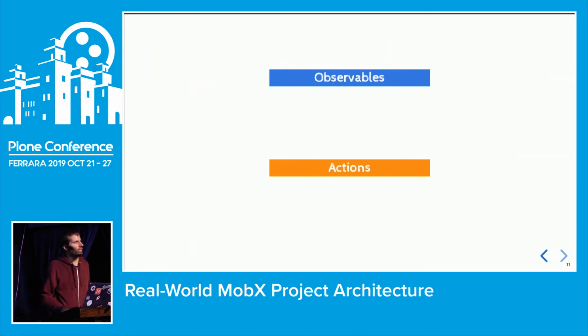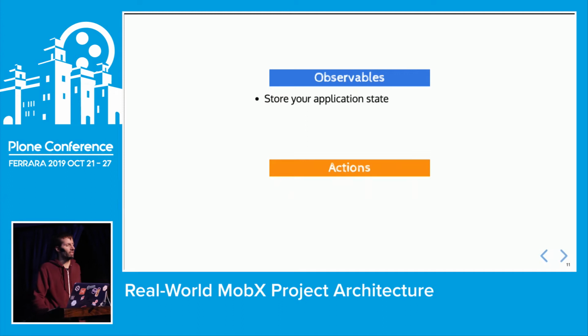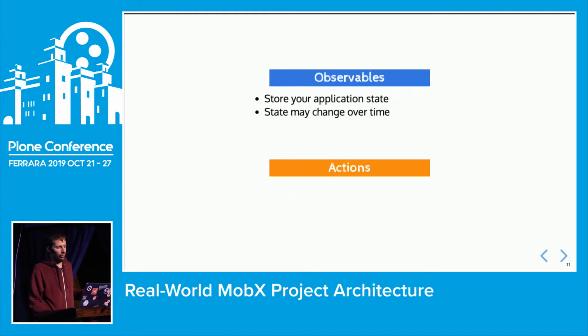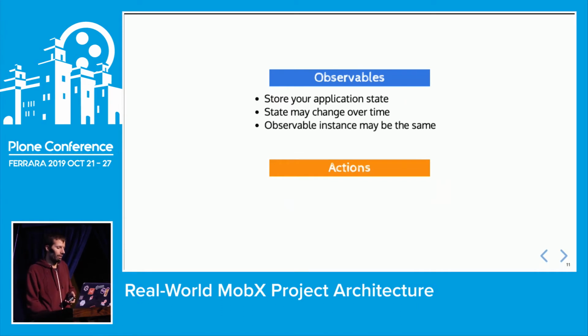So the four basic units of MobX are observables, which store your application state as we have seen. Those states may change over time, obviously. And one interesting thing is that the observable instance is always the same, as it would be for an object, right? You can change properties and values in the object, and the instance of the object will always be the same, right? That's not the case for streams, because if you need to change something inside the value of the stream, you need to provide a completely new stream, right?